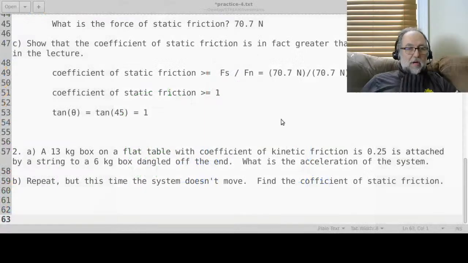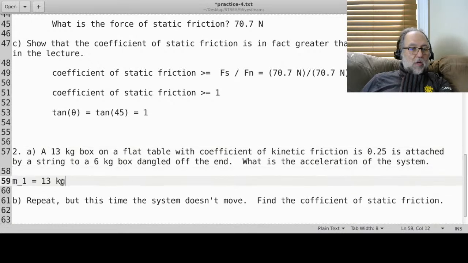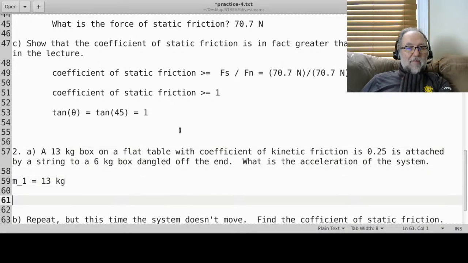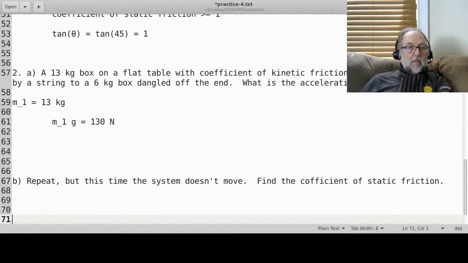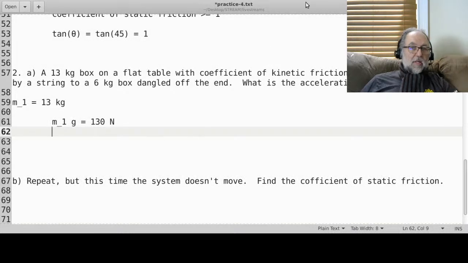Let's switch back to our other screen here, like that. And let me show you what we have for the 13 kilogram box here. Where's mine? Okay, here it is. We called it M1 like that. We have that its weight, its mass, M1G, was equal to 130 newtons. Hold on here, can you see that? Yep, okay, that's good. Okay, 130 newtons, so there's the weight.